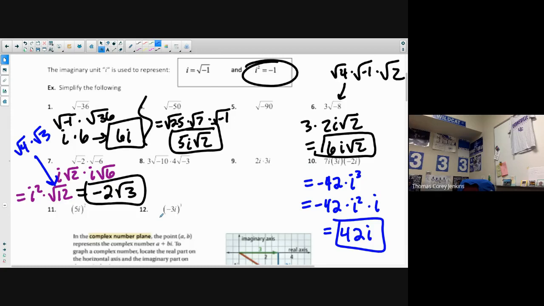Okay, I would say a good resource for this, as long as you don't overuse it, is I like checking my answers, since this is kind of an abstract idea. I like using the website Symbolab. They have a complex number calculator where you could type in, say if I'm doing number 8, 3 square root -10 times 4 square root -3, and I could check my answer. Okay, I wouldn't lean on it too much, but that's another good resource.